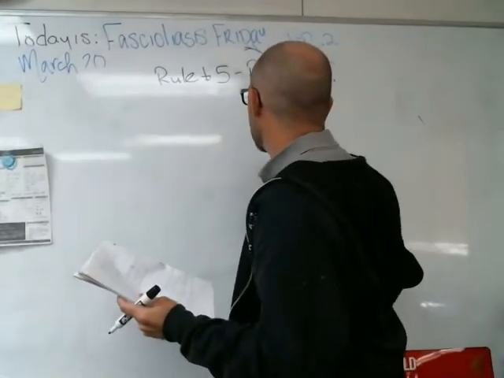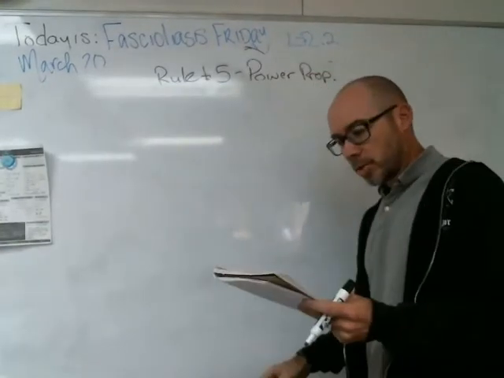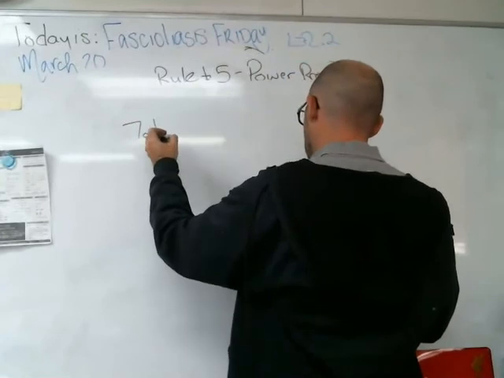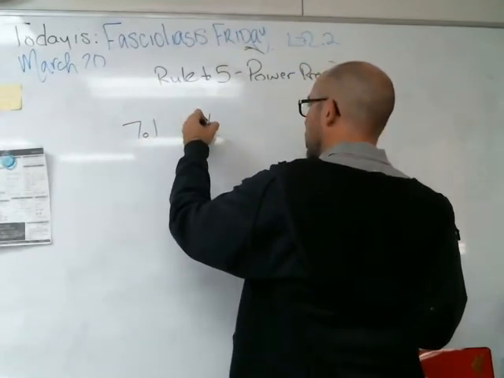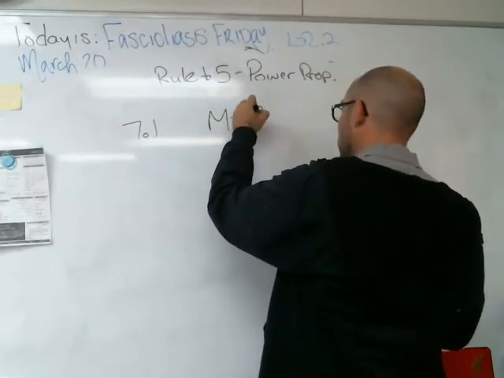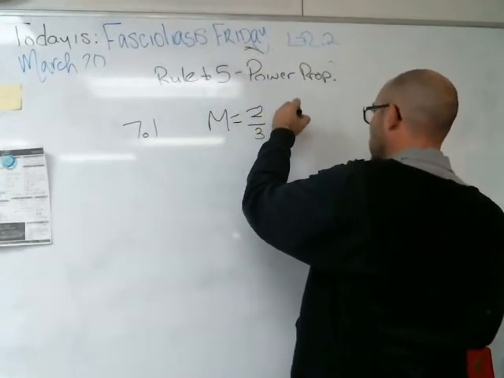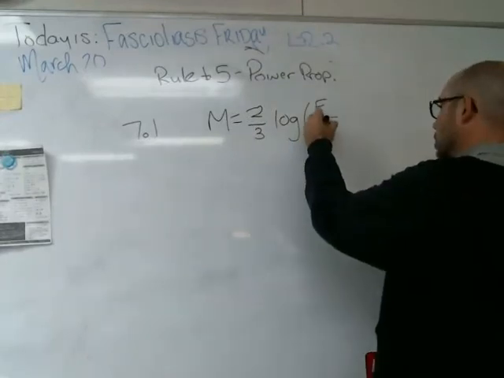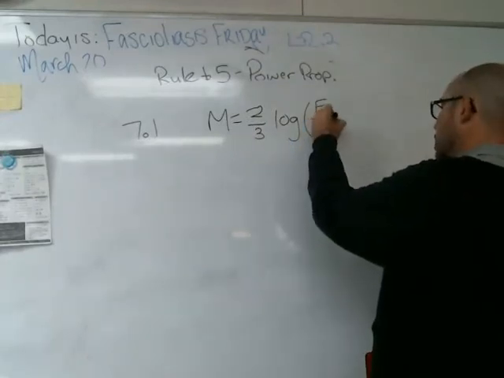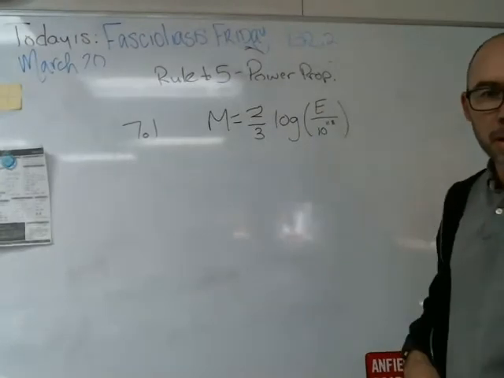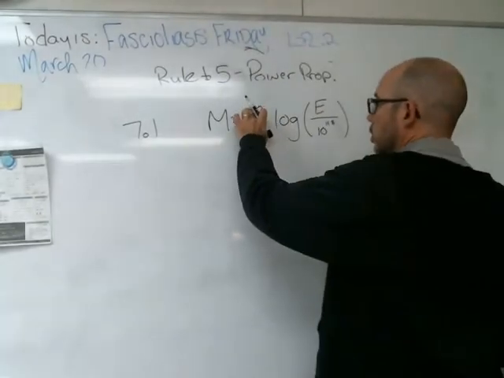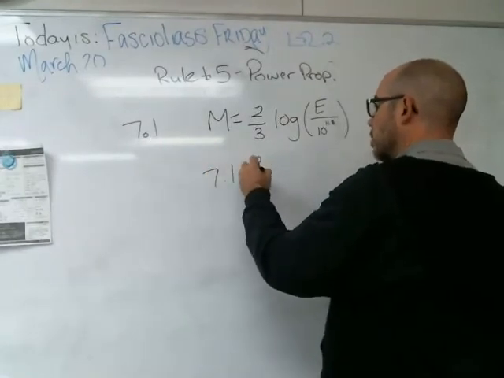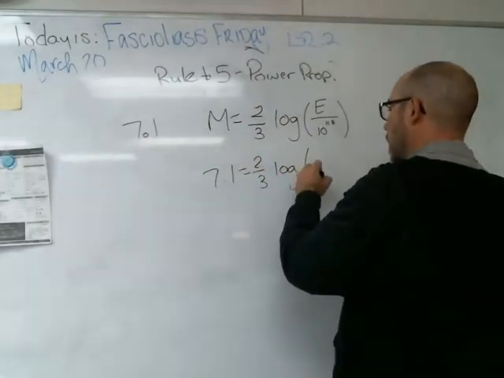Last thing, this deals with earthquakes and stuff, because earthquakes are on a logarithmic scale. You have a problem, it says there was a 7.1 magnitude earthquake, and you throw that into the equation M equals 2/3 log of the amount of energy that thing releases over 10 to the 11.8. That's a really confusing equation with all that stuff in there, and that's really wonky too. But if I throw in that 7.1 here, I can start to do some math.